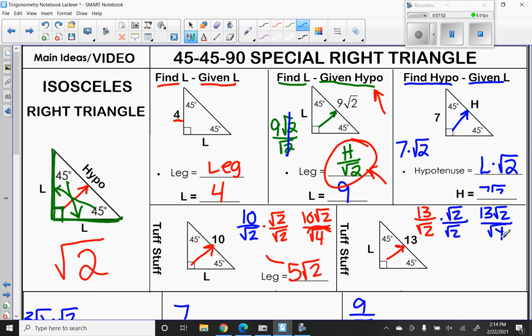I already talked to you about the radical 4 on the bottom. So this is where I'm at right now. 13 over 2, if you divide that, you get a decimal. So you cannot go any further, because I do not want to see a decimal. So you go until you can't reduce any further. And then once you hit a decimal, you have to stop, because you cannot give me a decimal.